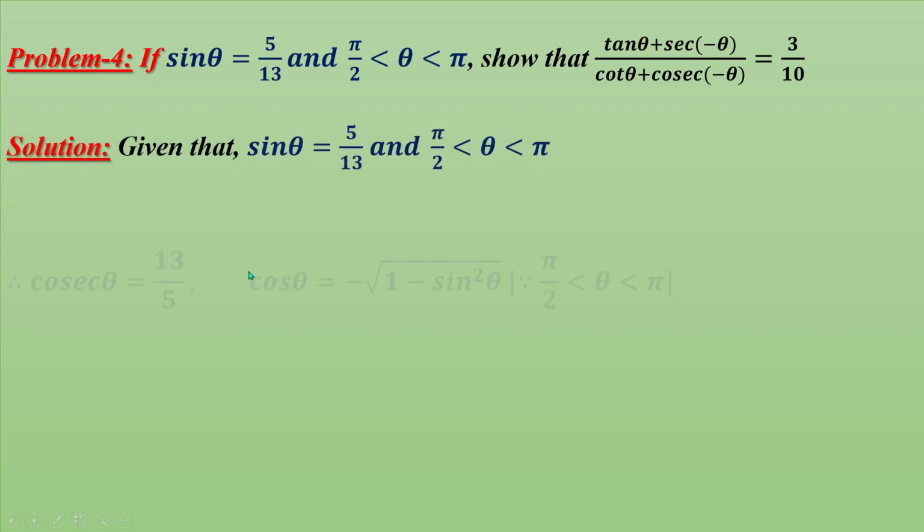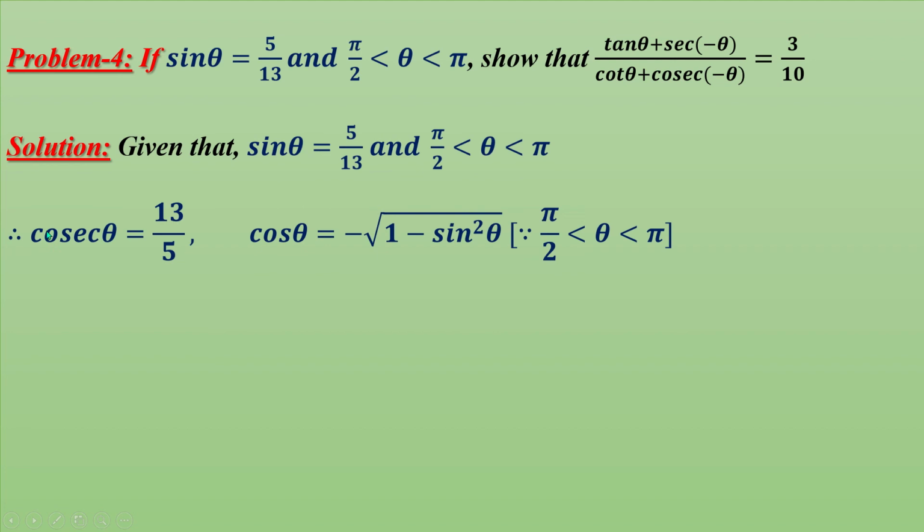This is a given condition. As sin theta is equal to this, therefore cosec theta is equal to 13 by 5. But cos theta is equal to square root of 1 minus sin square theta, and here it will be plus minus, but we have taken minus because in the second quadrant, that means theta is within pi by 2 and pi, so cos will be negative.